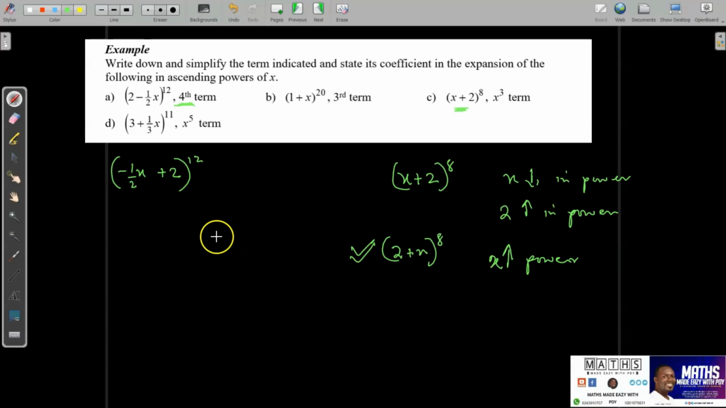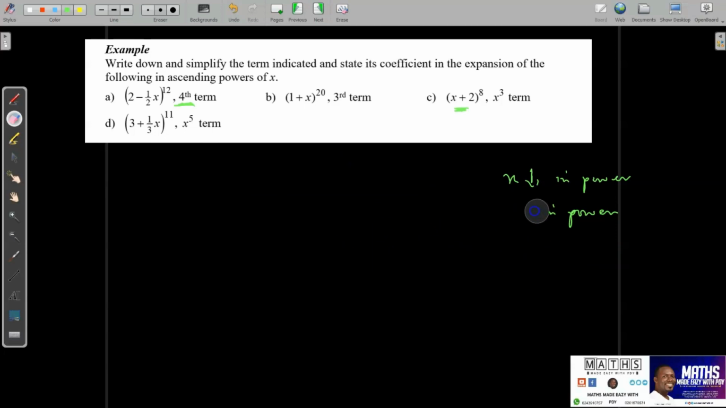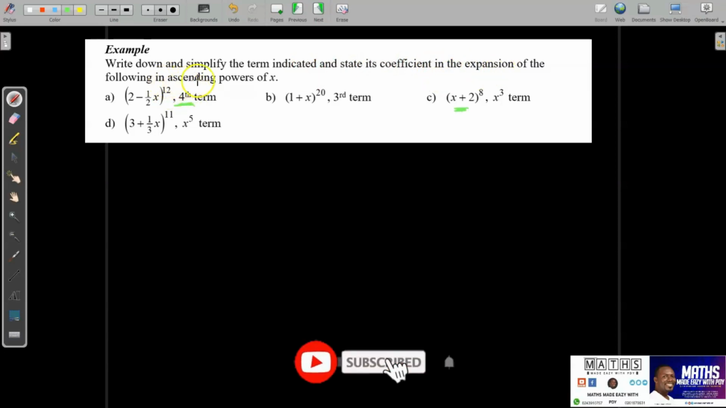Okay, so I'm going to take one question, because the time is almost up. Let's consider one of them and then we answer it together. It says write down and simplify the term indicated and state its coefficient in the expansion for the following in ascending powers of x. So ideally, all the questions apart from question C, whenever you write the expansion for it, the x value is automatically going to ascend in powers. It is only question C in which the powers of x will rather reduce. But in order to answer question C, you just have to interchange the position of x and 2 before you answer the question.